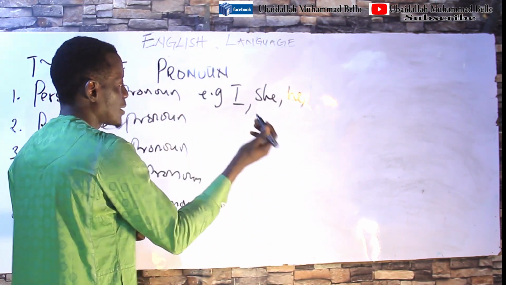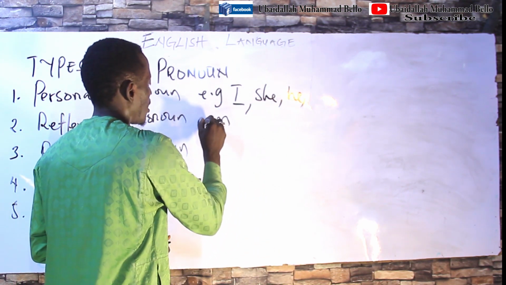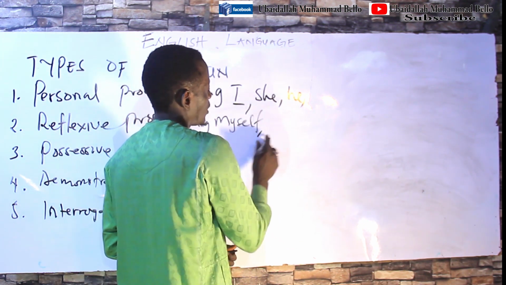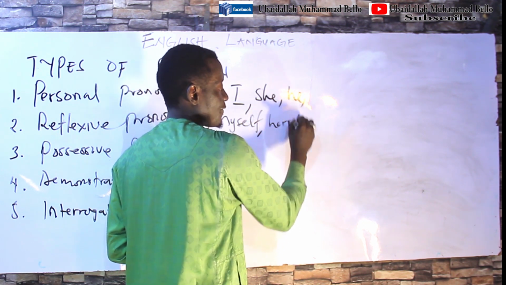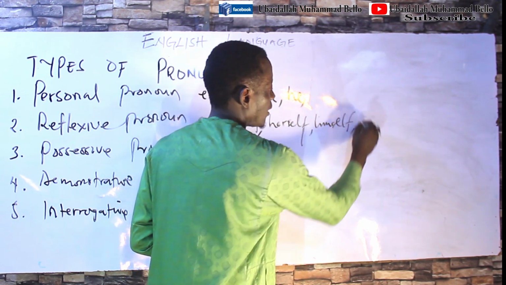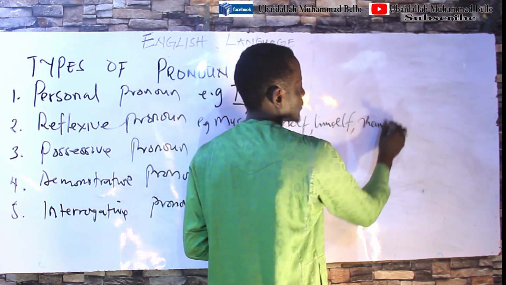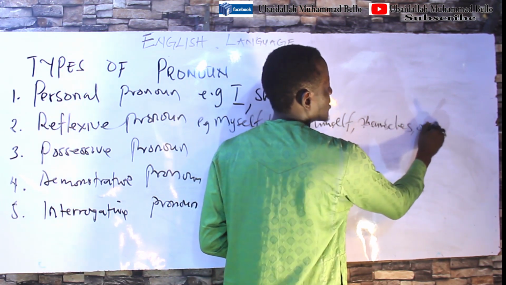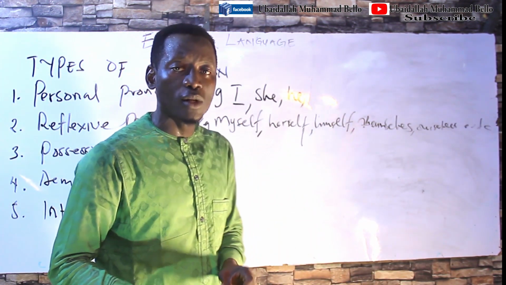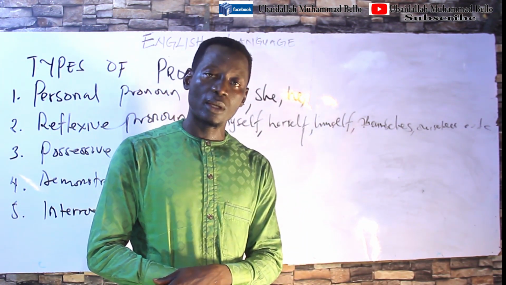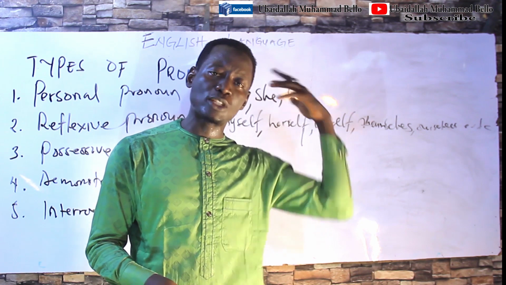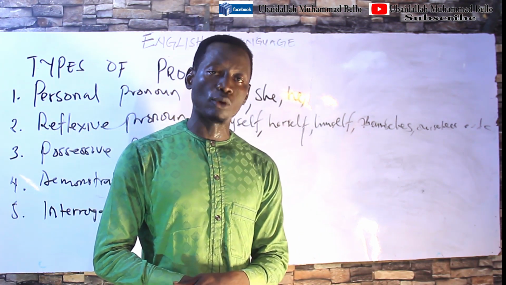For instance, we use some words like myself, herself, himself, themselves, ourselves, etc. All these are called reflexive pronouns. Why are they reflexive? As I told you, they bounce back to the subject of the sentence or verb.